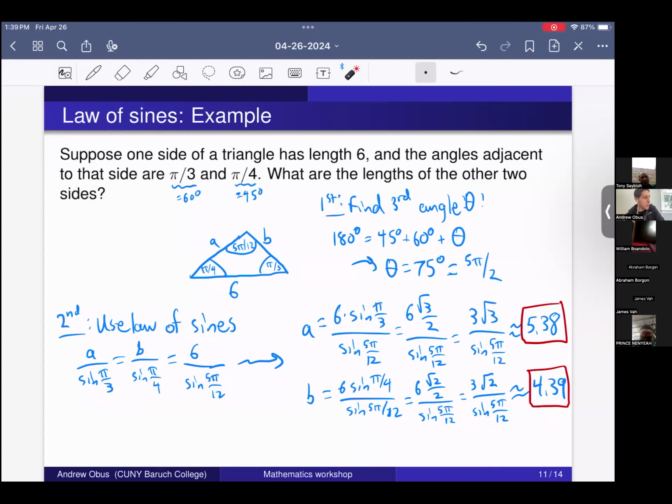So this is how you can figure out the other two sides using the law of sines. All right, any questions?